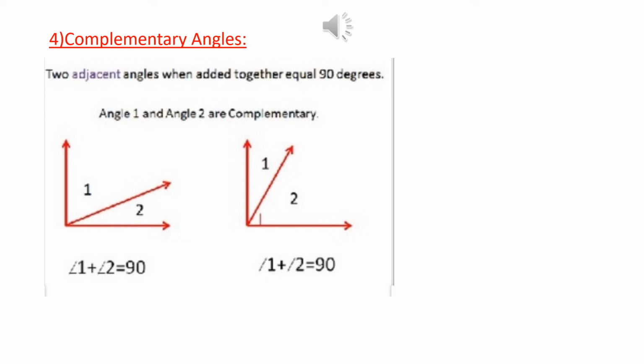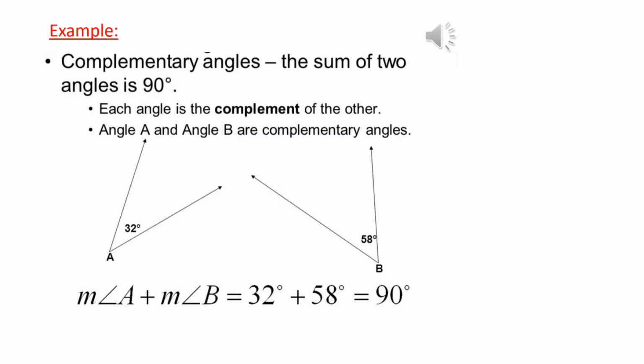The same for the second figure. Angle 1 plus angle 2 equals 90. Then these two angles are adjacent complementary. Example, complementary angles, the sum of two angles is 90. Each angle is the complement of the other.